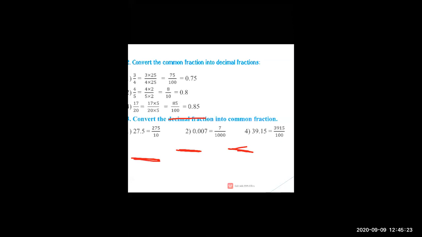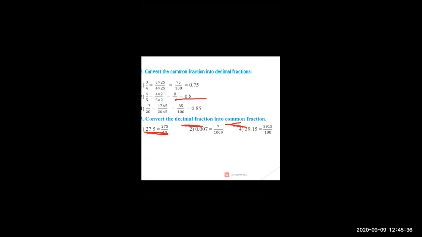So the second question is: convert the decimal fraction into common fraction. The first question, once again I am repeating it, is given 27.5. If 27.5 is given, you have to convert this decimal fraction into a common fraction. The point is given after one digit, so you have to take the denominator 10. So here I have to write 275 upon 10.